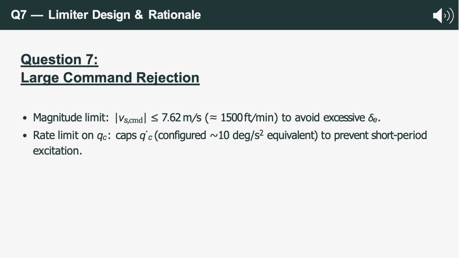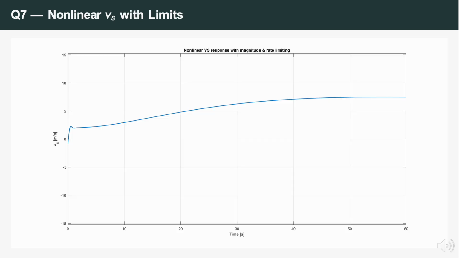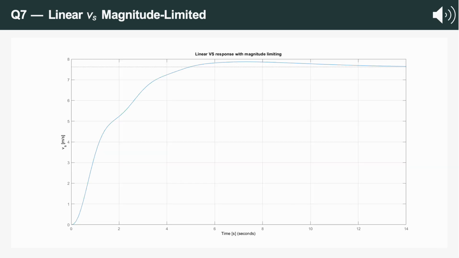To protect against excessive commands, we applied plus or minus 7.6 meters per second vertical speed limits and 10 degree per second squared rate caps, preventing short period excitation. With limiters active, the climb command becomes smooth and stable, with no oscillation or saturation. Here we see the same limiter applied to the linear model. The response is consistent with the nonlinear case, being amplitude constrained, stable and well damped. This confirms that the limiter strategy generalizes across both models and provides reliable protection against excessive control action.